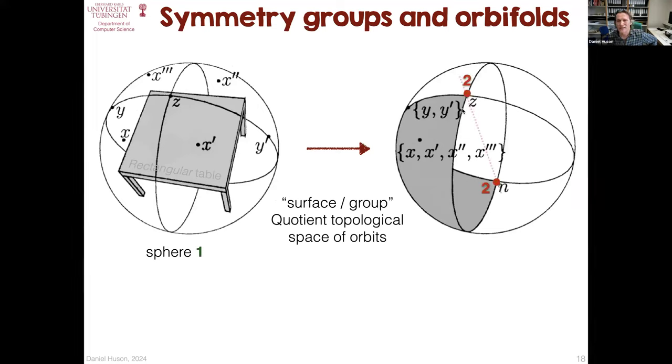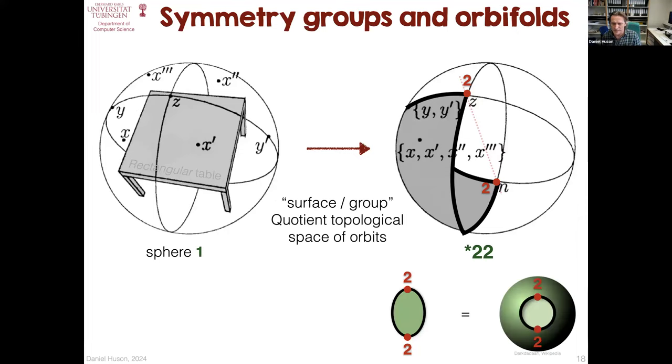And there's a two-fold rotation or dihedral symmetry going through the top and the bottom, and there's reflections along these edges here. And so if you think about what that quotient space looks like, it's a disk with two points. So the orbifold is a disk with two points on it, something that we've drawn like this in the previous section. And the orbifold notation is star 2, 2.